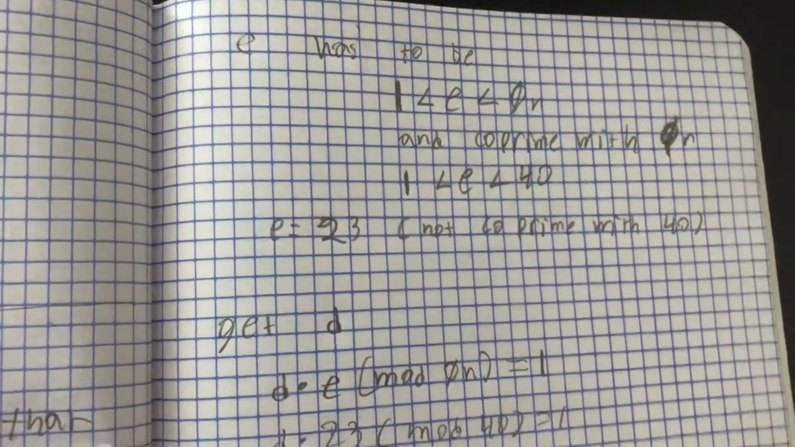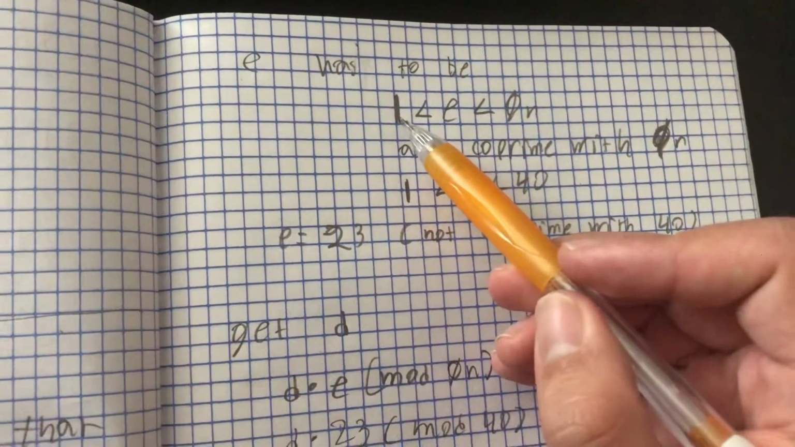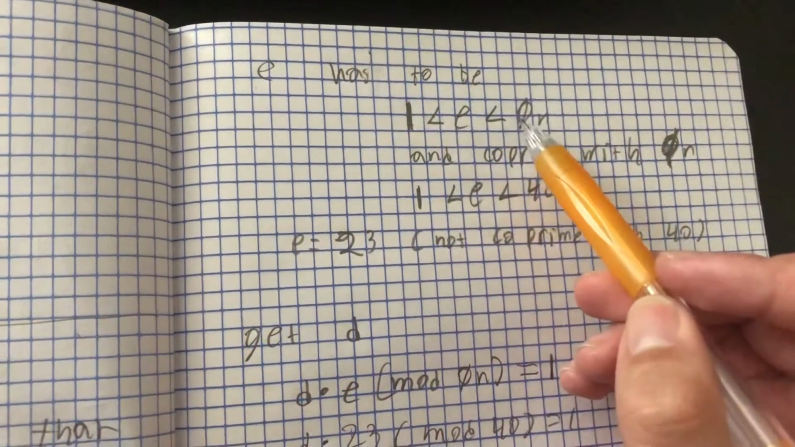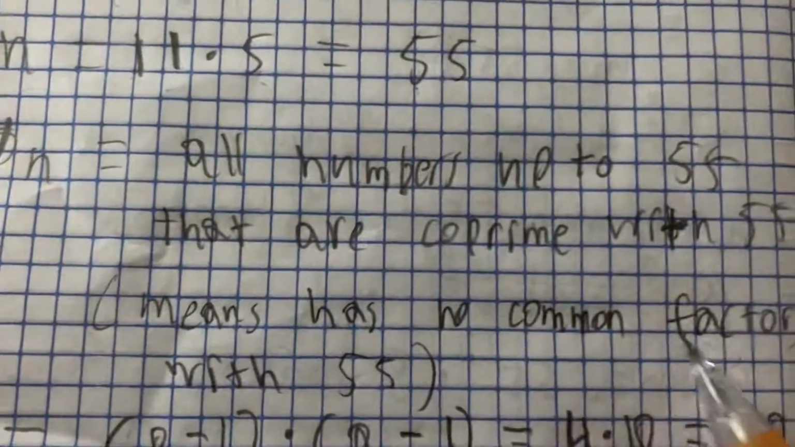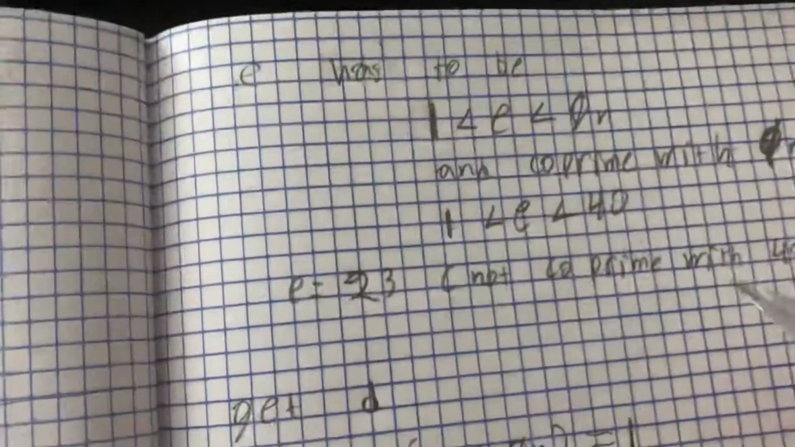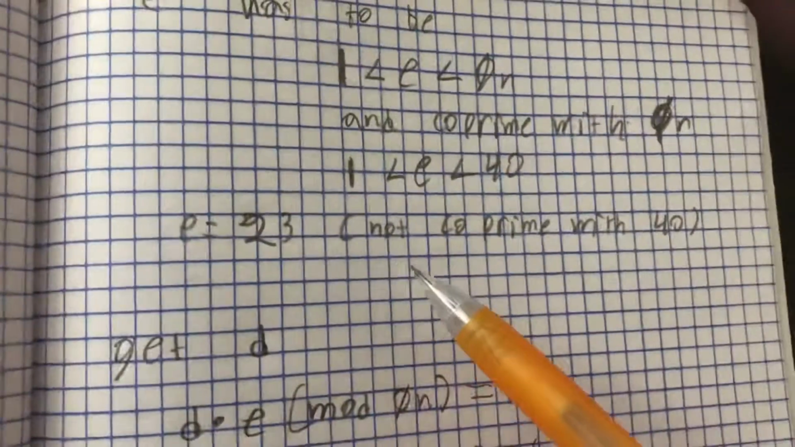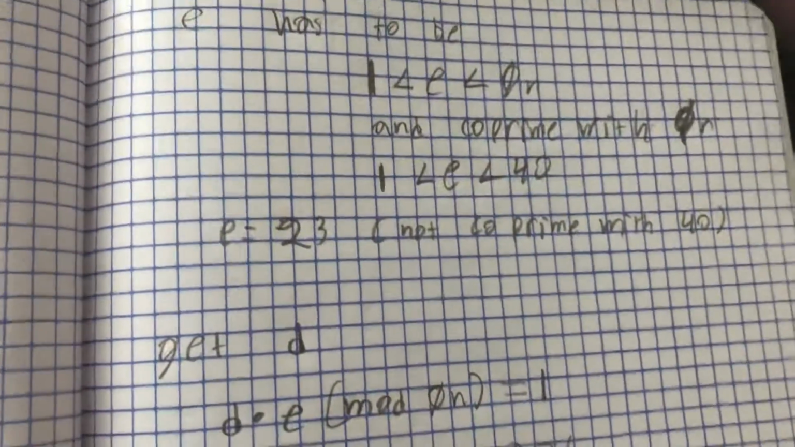And now, how to pick an E? Well, there could be either only one possible E or a range of values for E. So E has to be in between 1 and φ(N). And it also has to be coprime with φ(N), which means it can't have any common factors. So what's between 1 and 40, which is our φ(N) in this case? Well, 23. And 23 is coprime with 40. So that's why we could choose 23 in this case.